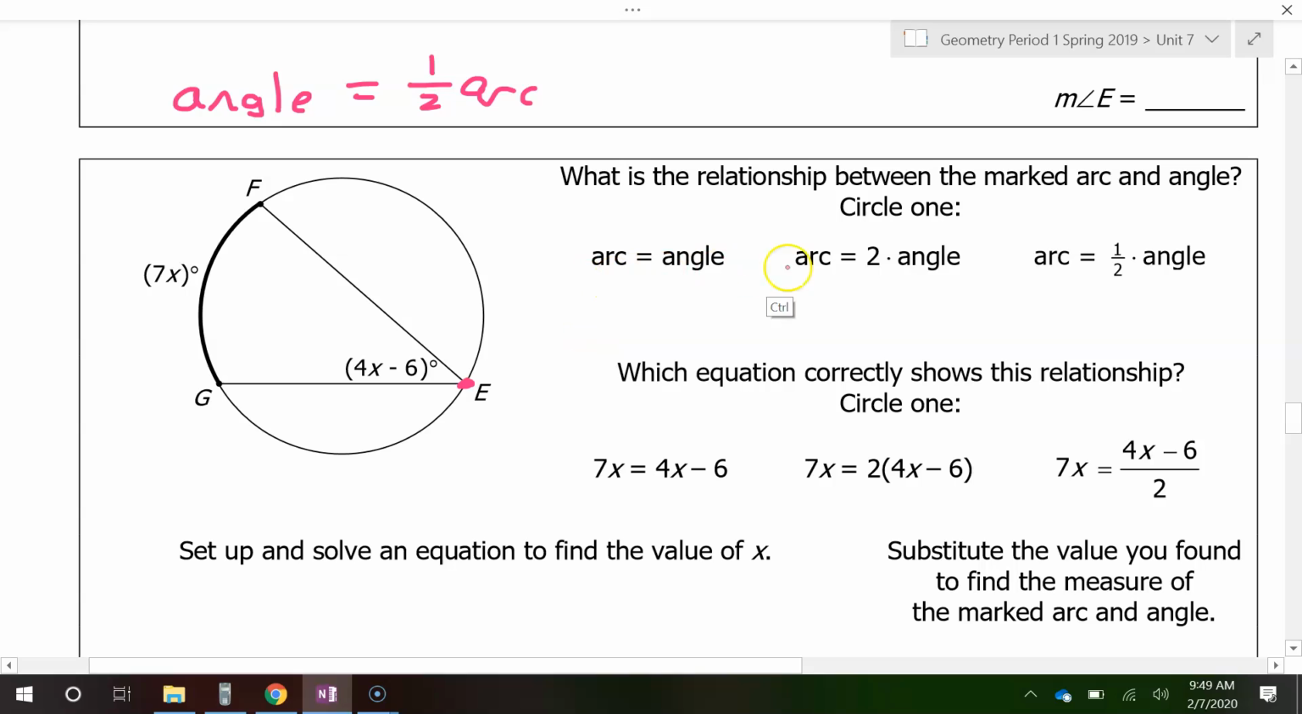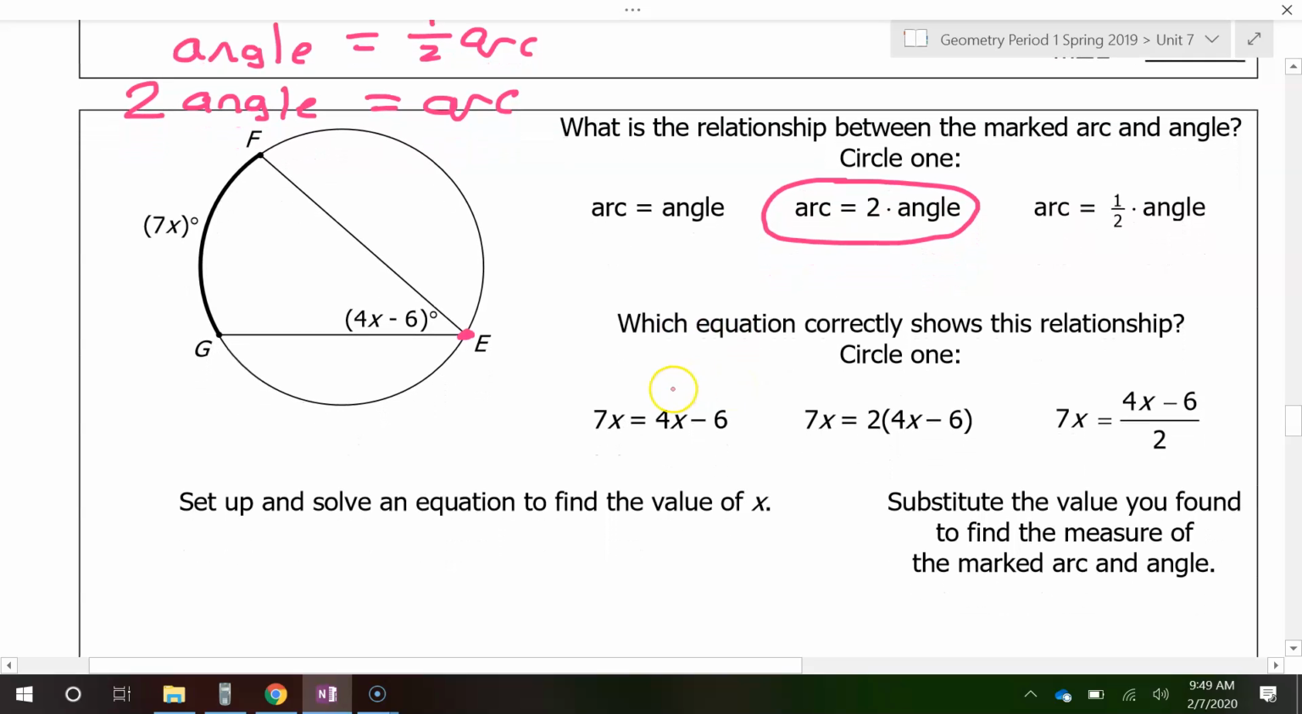But all of these formulas have the arc kind of by itself, right? So obviously if the angle is half the arc, that means double the angle is equal to the arc. All right, so that's why we're using this formula. The arc is double the angle, right? So that means, and they were nice enough to write out, we can just pick which version of the equation, but we're going to pick the one that says the arc equals 2 times the angle.